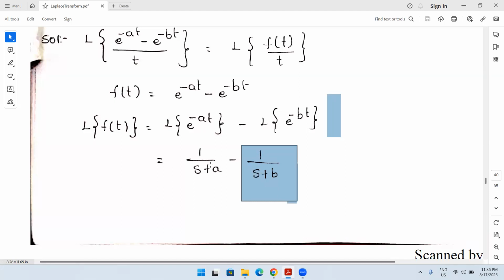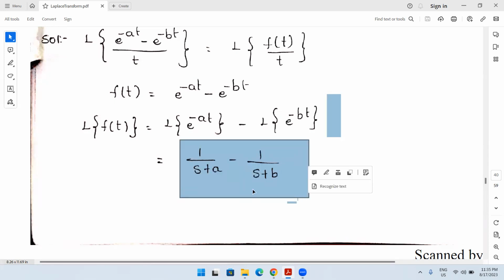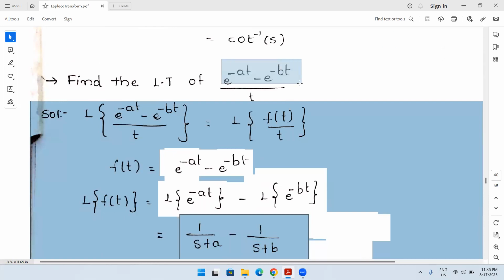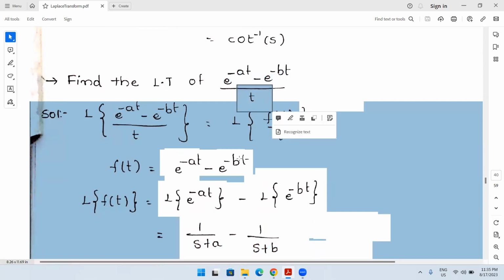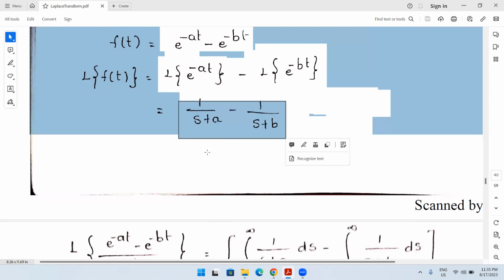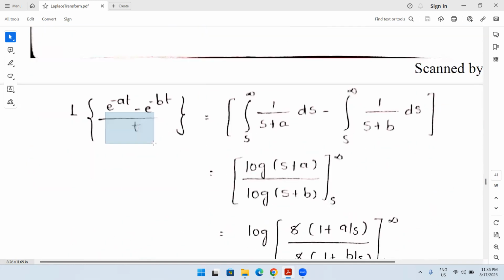Okay, now the Laplace transform, we got it as 1 by s plus a minus 1 by s plus b. So that is only the numerator. Now for division by t, we have to integrate this one. By the present theorem, division by t is nothing but the integral from s to infinity of f bar of s. F bar of s is 1 by s plus a ds minus 1 by s plus b ds. Individually, we do the integration.